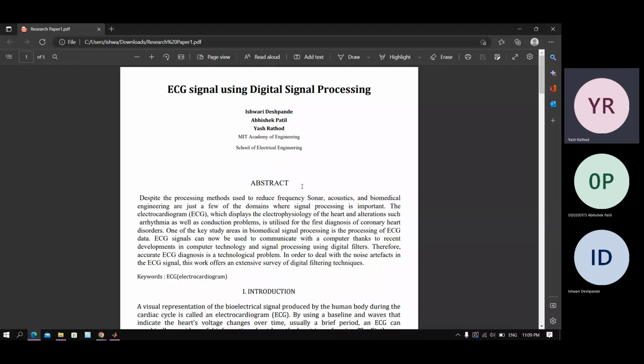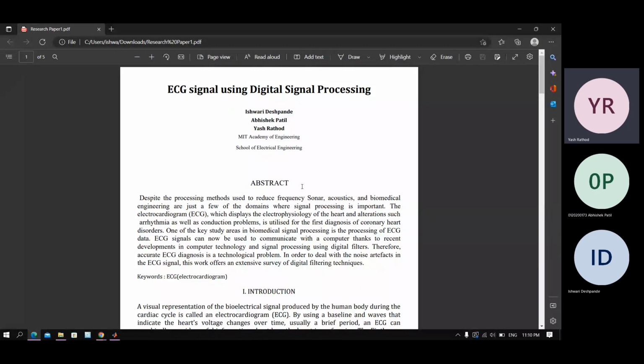These are a few domains where signal processing is important. The electrocardiogram, which displays the electrophysiology of our heart, and alterations such as arrhythmia as well as conduction problems, is utilized for the early diagnosis of coronary heart disorders. One such key study area in biomedical signals is the processing of ECG data.